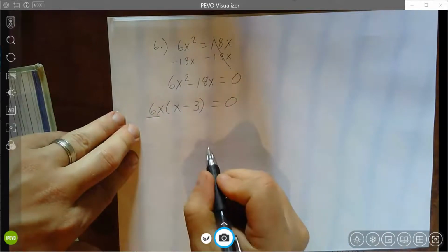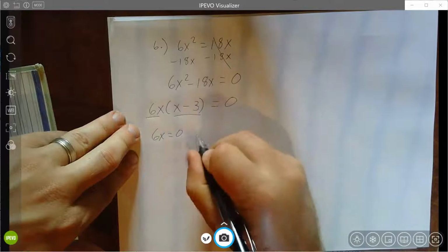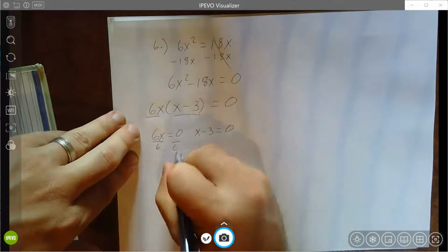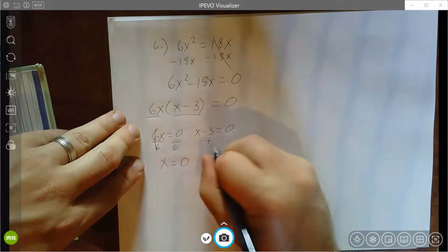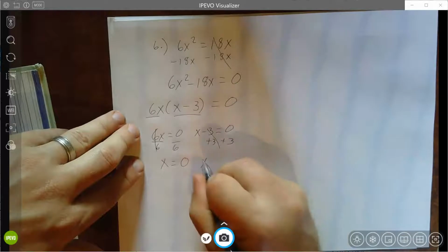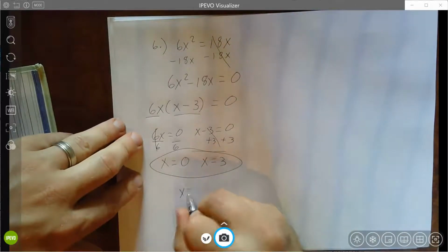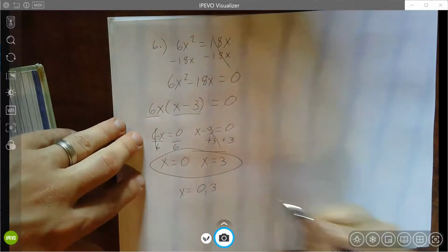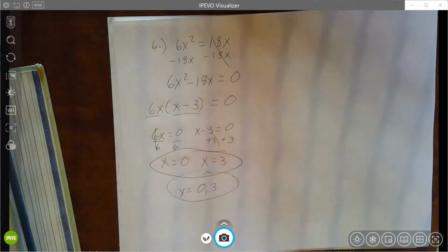So now I set the 6x equal to 0 and the x minus 3 equal to 0. So 6x equals 0. X minus 3 equals 0. Here I need to divide by 6. 0 divided by 6 is still 0, so x equals 0 is one of my answers. Here I add 3, so x equals 3 is my other answer. Sometimes MyMathLab just wants you to put a comma between the two answers, so you just put 0, comma, 3. And that'll be both answers written in one answer blank.